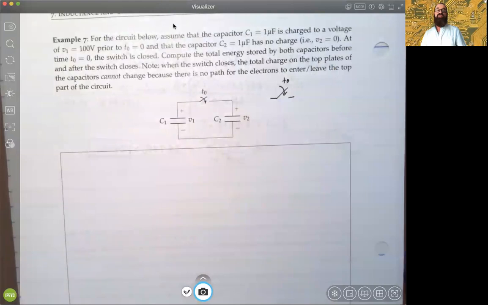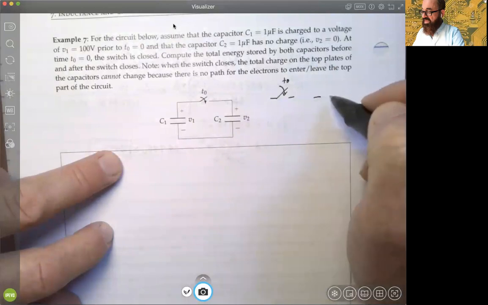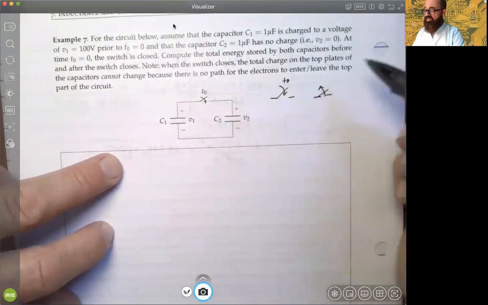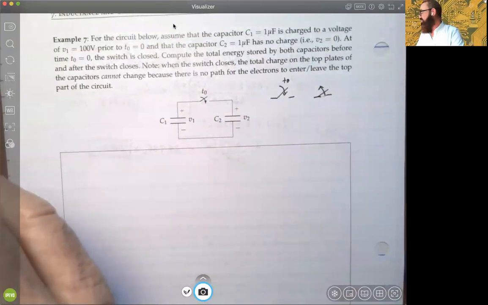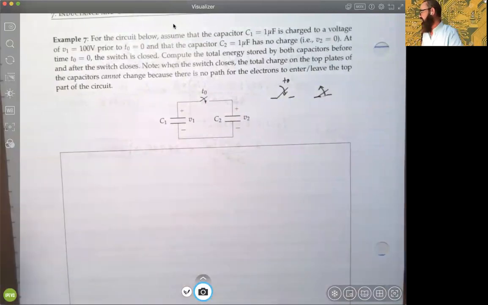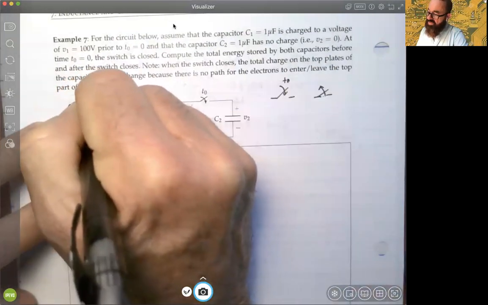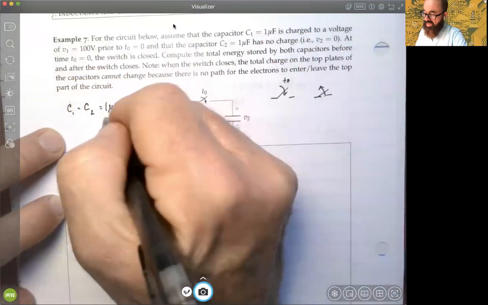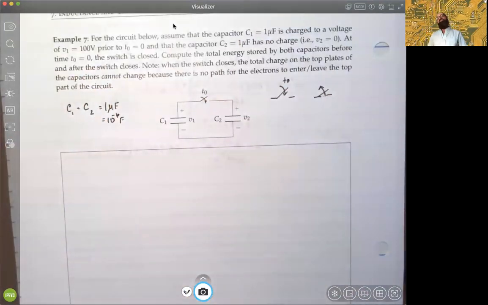So at time 0, the arrow says close the switch. Similarly, sometimes you may see it the other way around, where the switch is going to be opened at time 0. It could go either way. The arrow will tell you which way it's opening. So for the circuit below, we have two capacitances, C1 and C2, and they are both 1 microfarad. That means 10 to the minus 6 farads for both of them. And clearly when you close that switch, they're in parallel.